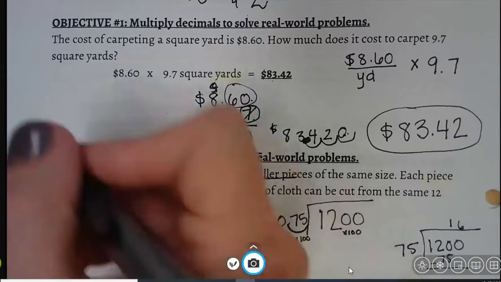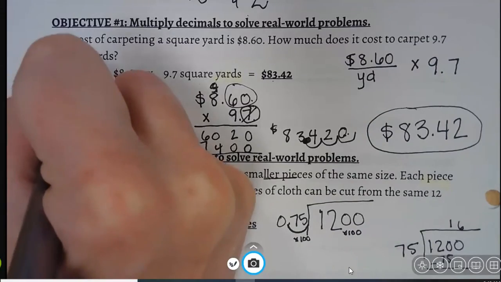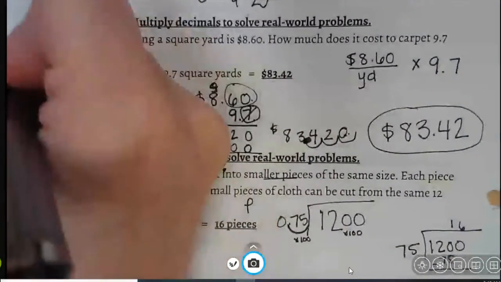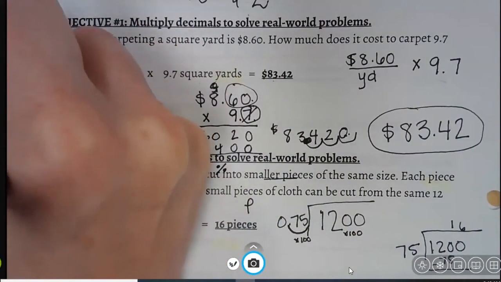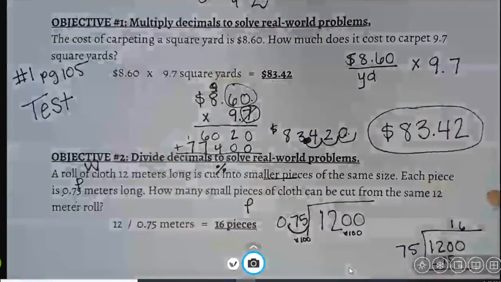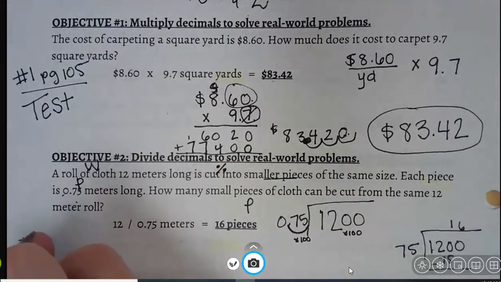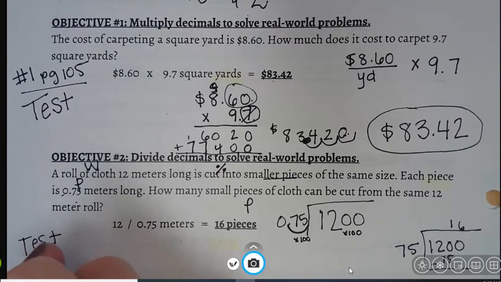These two problems will be on your test, and you will practice this with number 1 on page 105. And then this one will be on your test as well, and you will practice it with number 2 on page 105.